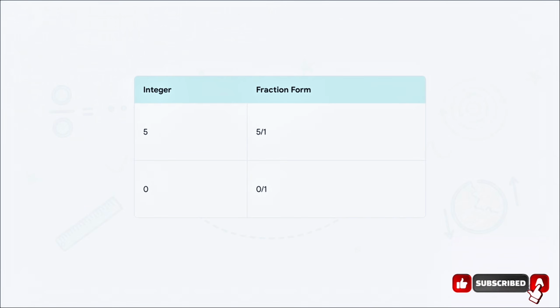Take a standard integer like 5. It doesn't really look like a fraction at first glance. But if you just put it over a 1, making it 5 over 1, boom. It hasn't changed its actual value, it just changed its outfit. And 0? Well, 0 can easily be written as 0 over 1. 0 is an integer, 1 is an integer, and the bottom isn't 0. Mystery solved. 0 is absolutely a rational number in disguise.